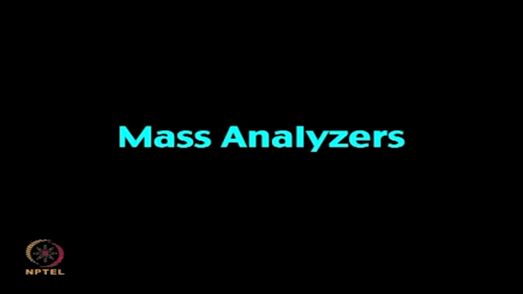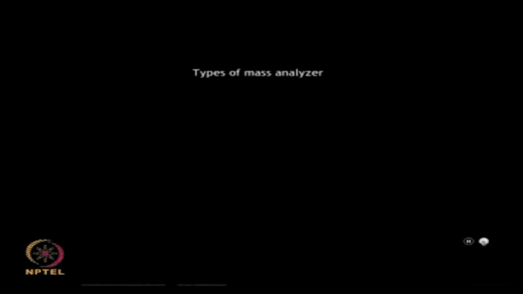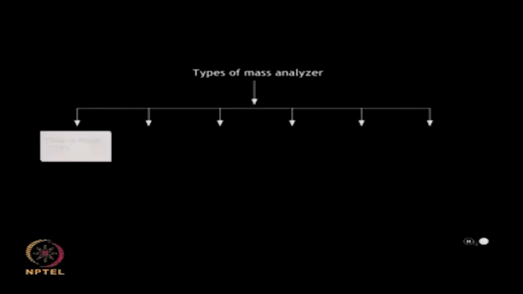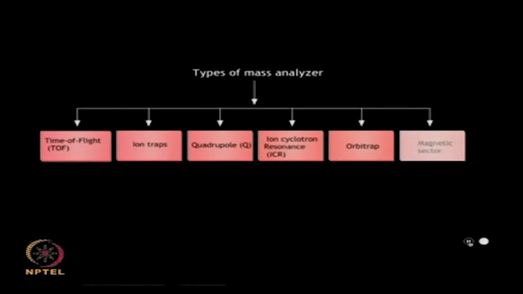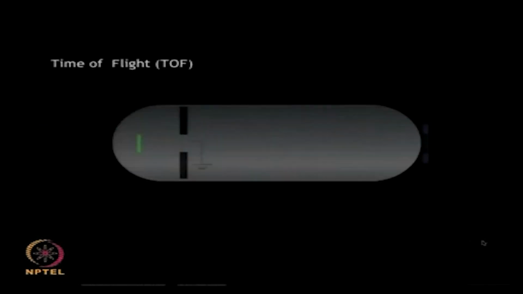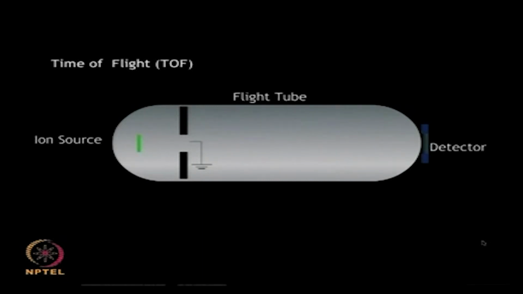Let us discuss a few most commonly used mass analyzers for the proteomics applications. Currently, various types of mass analyzers are available, including time of flight, ion traps, quadrupole, ion cyclotron resonance, orbitrap and magnetic sector. The time of flight analyzer accelerates charged ions generated by the ionization source MALDI along a long tube known as the flight tube or TOF.